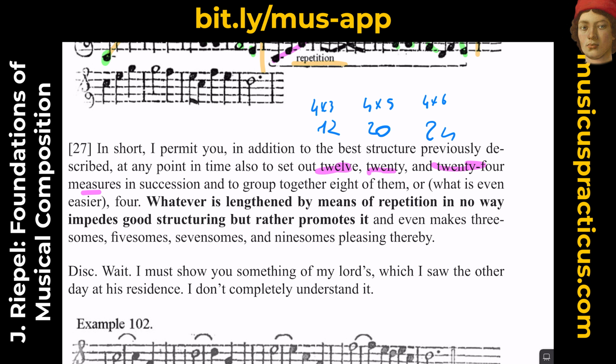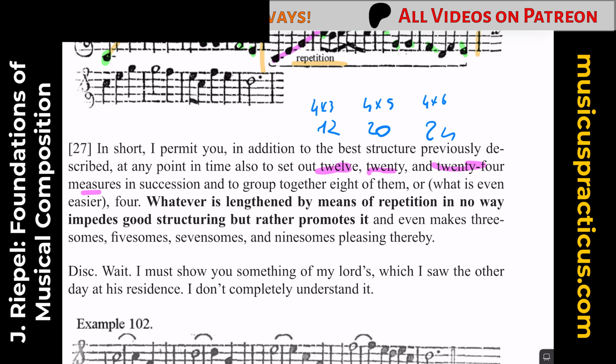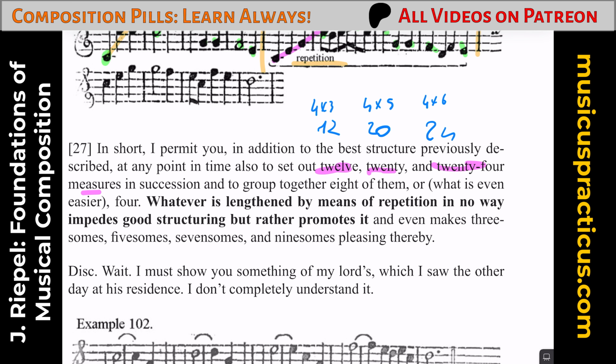Whatever is lengthened by means of repetition in no way impedes good structuring, but rather promotes it, and even makes 3-some, 5-some, 7-some, and 9-some pleasing thereby. This is what is strange to me. What's the point with 3-some, 5-some, 7-some, and 9-some?